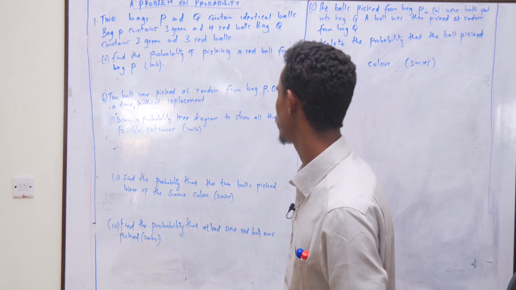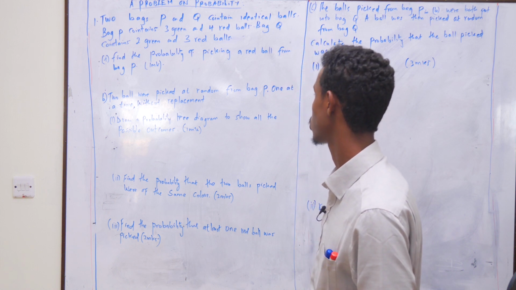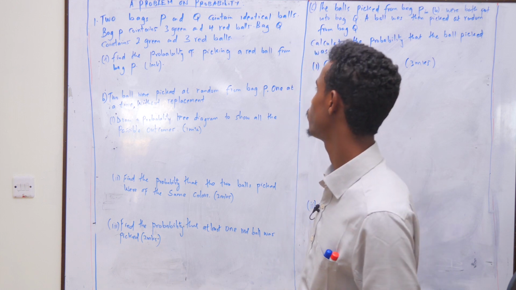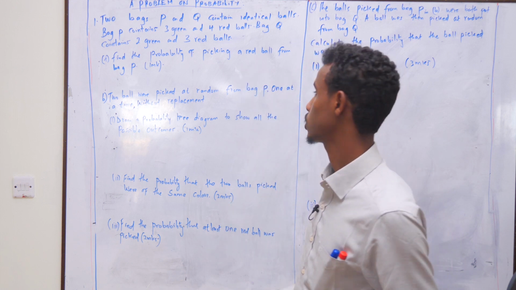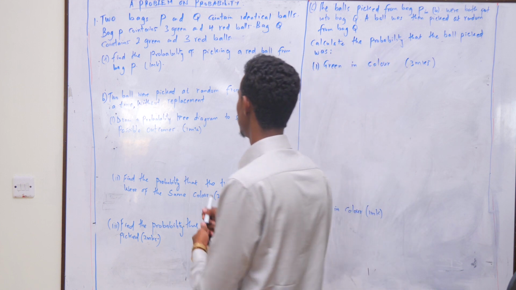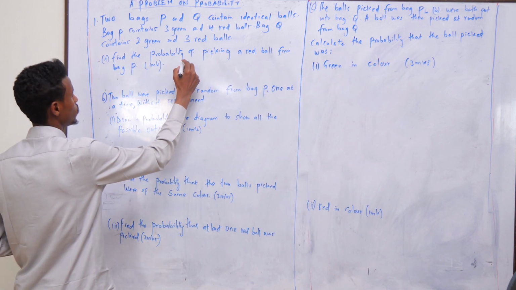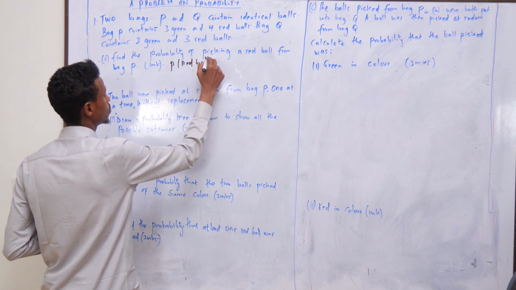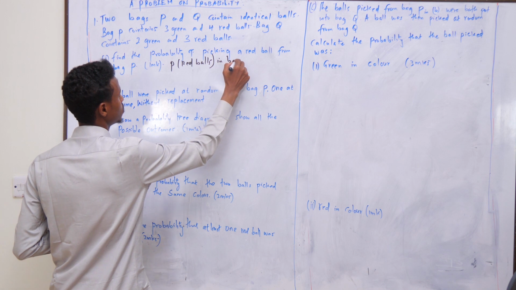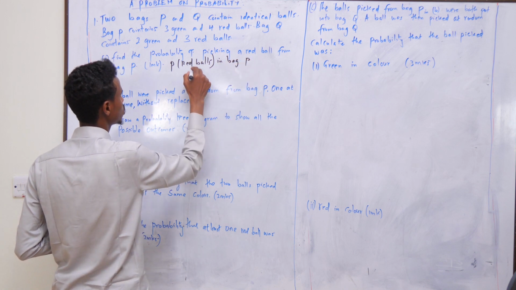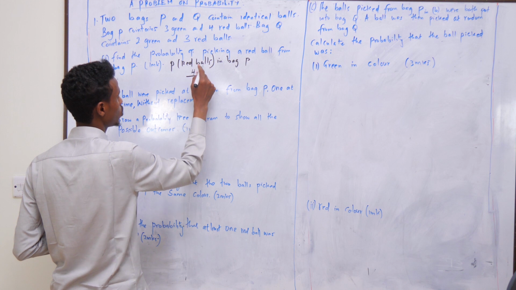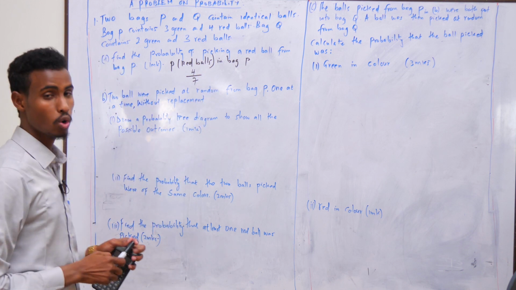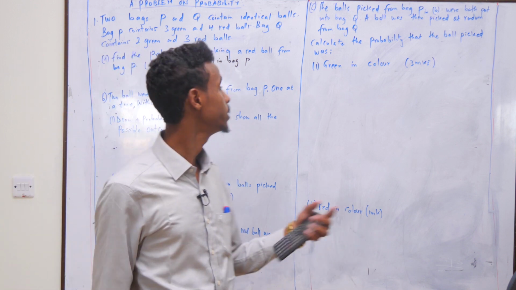Now let's look at how we can go through this question and solve it. Find the probability of picking a red ball from bag P. Very simple. Total number of red balls in bag P are 4 and the total number of balls in bag P are 7. Therefore, the probability is 4/7. It will be the probability of red balls in bag P. We have 4 red balls out of the 7 balls we have in the bag, and that is it.